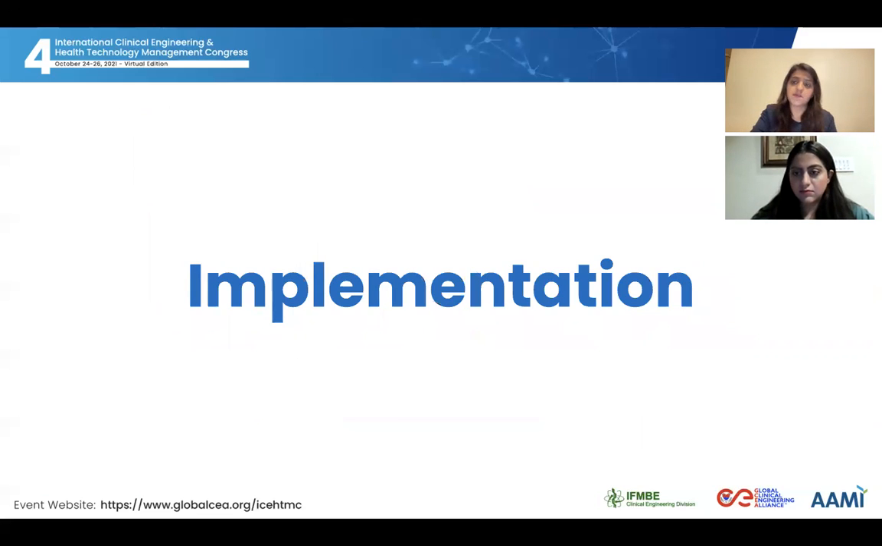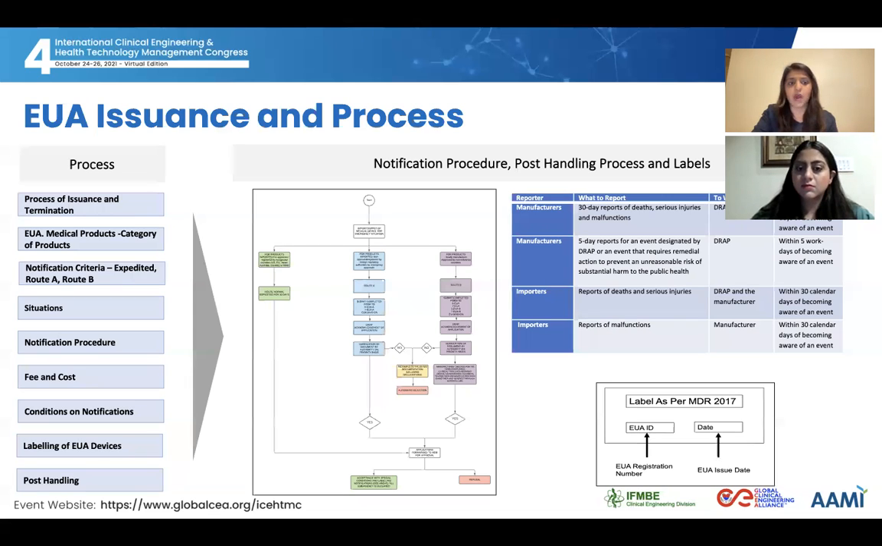Out of the short-term steps, there were already a few instances where I, Tazeen, and USP have worked with DRAP to facilitate some of this documentation. Number 1 being the EUA issues and process. An entire process for EUA medical devices was developed for DRAP, which would help for future EUA instances for any medical devices coming into Pakistan, for DRAP to make very quick decisions on how to notify them, what the procedure should be, what their conditions should be, and what the labeling and post-handling process should be.